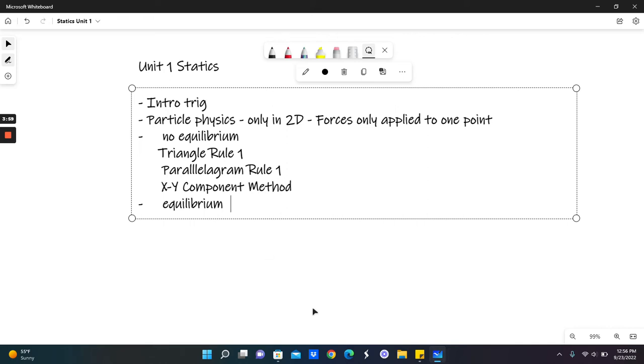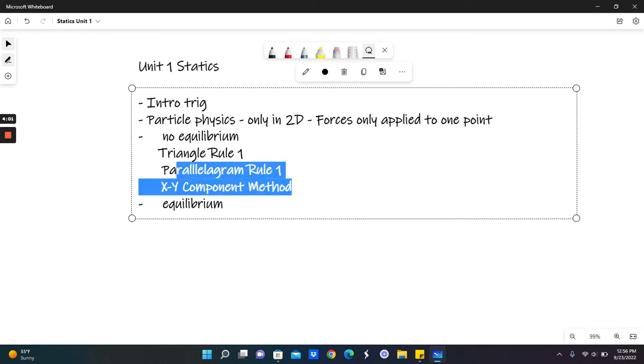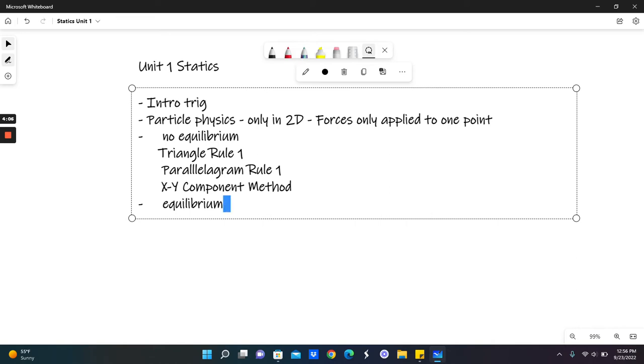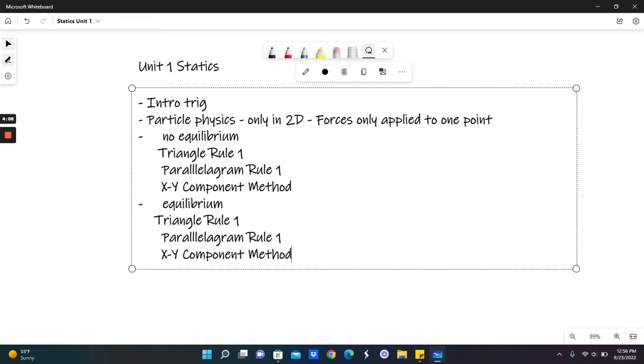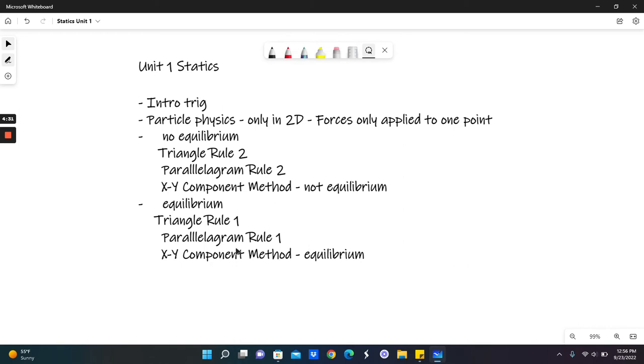In cases of equilibrium, we have the same kind of set of things, but we're going to call them a little bit different. We'll call this triangle rule 2, parallelogram rule 2, and let's just add, we'll say XY component method not equilibrium and XY component method in equilibrium.